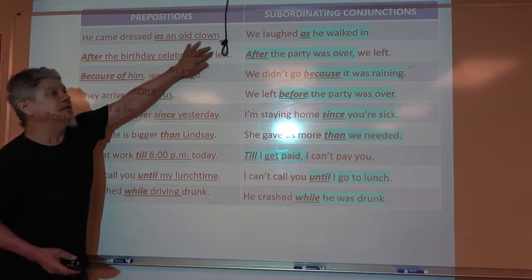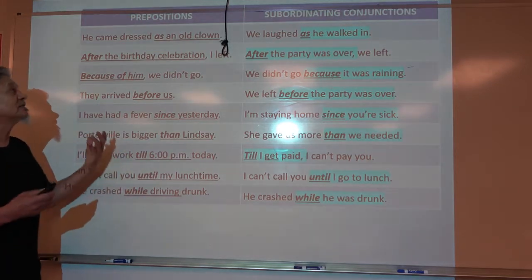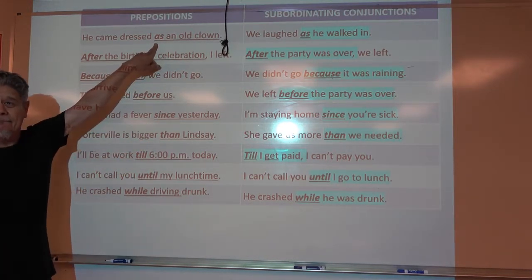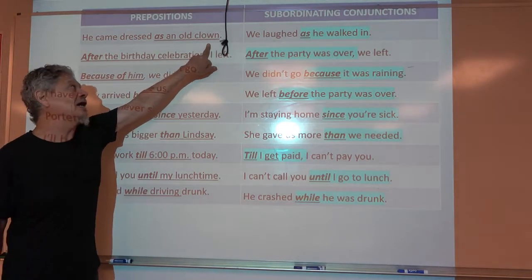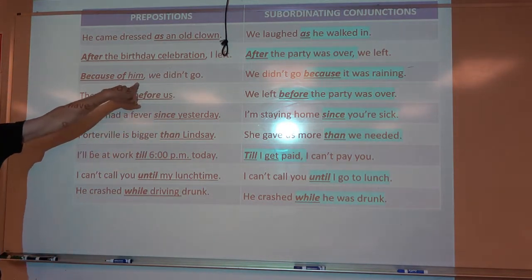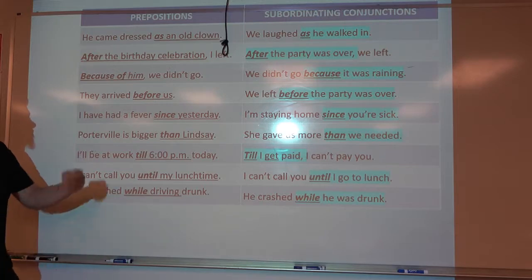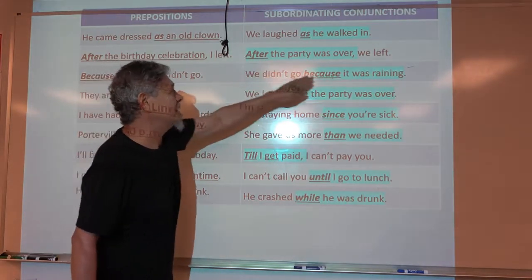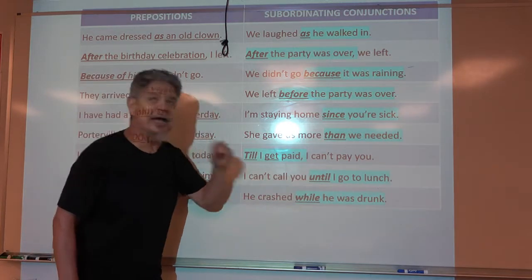But the parts that are underlined do not have subjects, do not have verbs. These are prepositional phrases. They begin with a preposition, all of them. They begin with a preposition and they end with a noun, like clown, like celebration, or an object pronoun, like him, like us. So these are prepositional phrases. Now, on the right side, we have the same words: as, after, because, before, since, then, till, until, while.